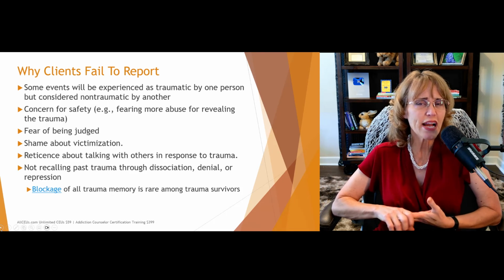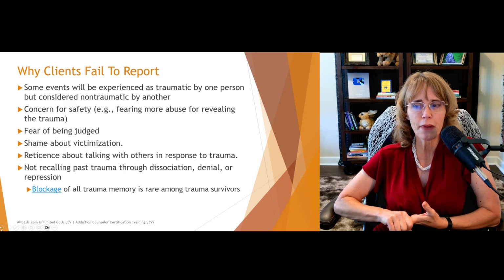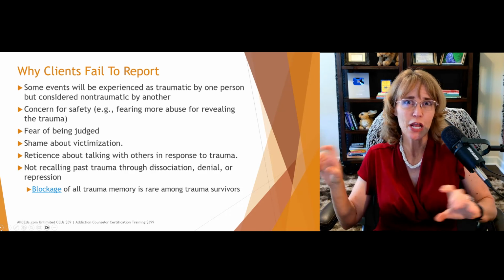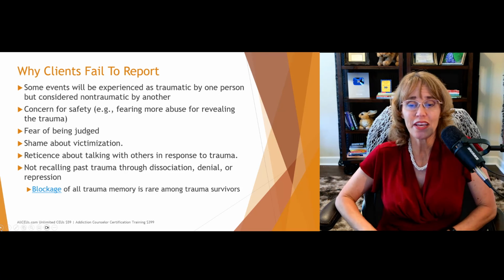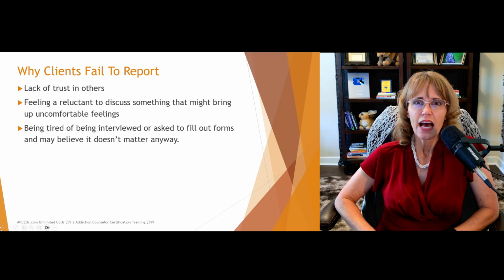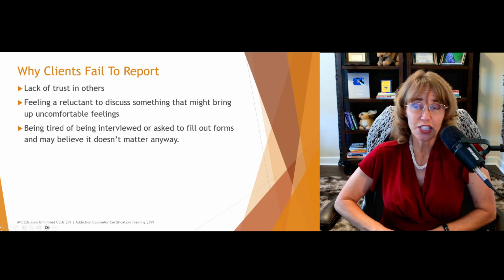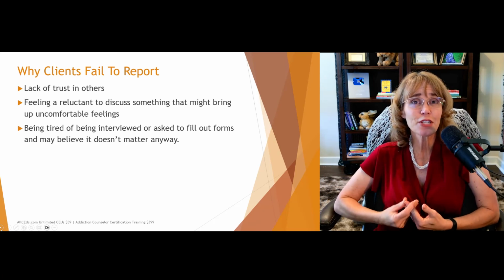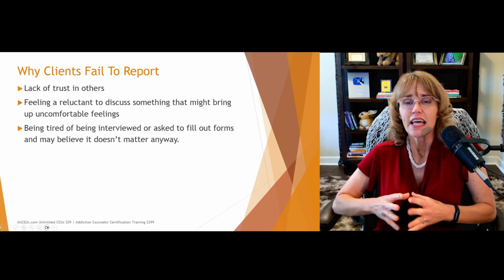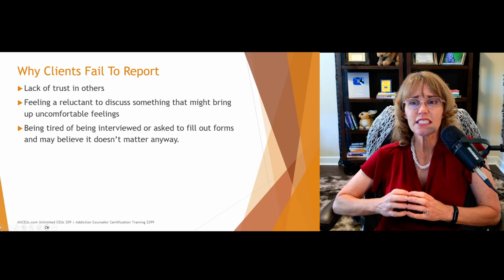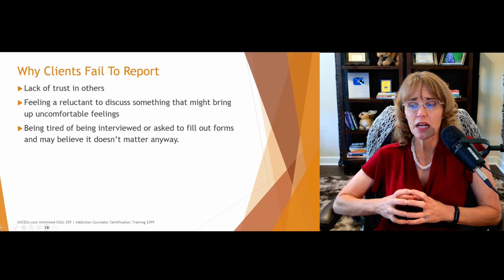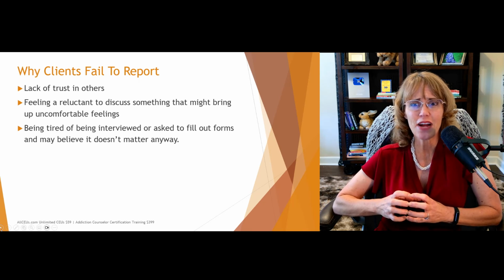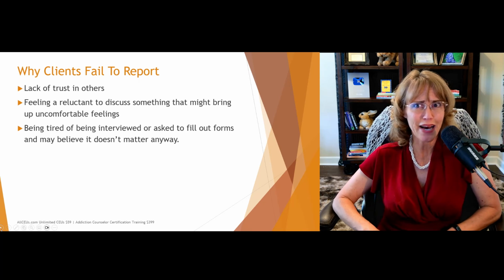Now, it's important to recognize that blockage of all trauma memory is rare among trauma survivors. They may have glimpses, but they may not remember the whole thing. They may also not trust you, which if you've just met them, I don't blame them. They don't know us from Adam's house cat. There may be a feeling of reluctance to discuss something that might bring up uncomfortable feelings, or they may be tired of being interviewed or asked to fill out forms and don't think it matters anyway.